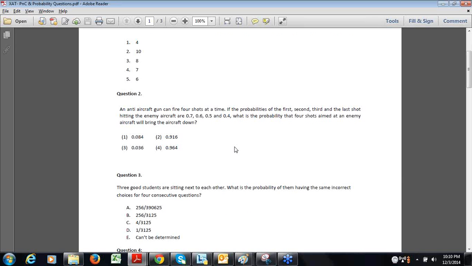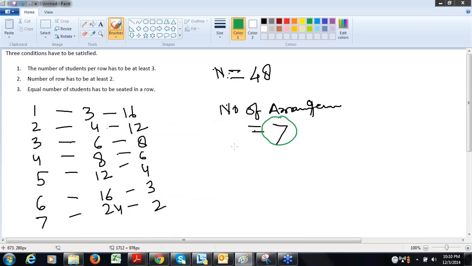Okay. First we need to understand how the aircraft will come down. The aircraft will come down if any of the shots hit the aircraft. That can happen only when we find out the probability. First we will find out the probability that none of them hit the aircraft, and we'll subtract it from 1. That will be our answer. So let us do the same.